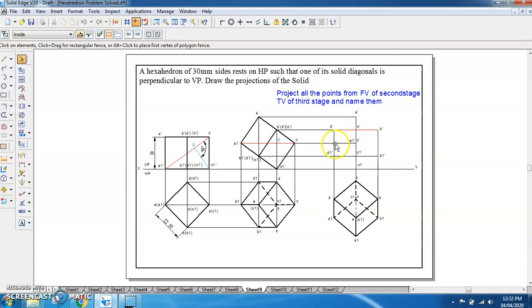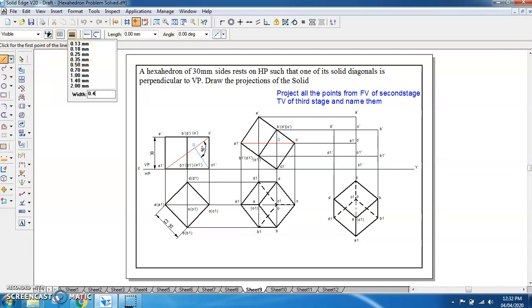So A1, D1, A dash, D dash, D1 dash, C1 dash, B1 dash and B1 are forming the outer edges. You can go to the line, take a thick line 0.4 and connect A dash to D dash to D1 dash, then C1 dash, then B1 dash, then B and then A dash. So we have marked all the outer points. Now the second stage says that the edge containing the face or base nearer to the observer is visible.